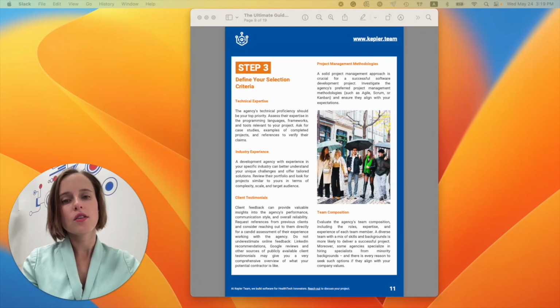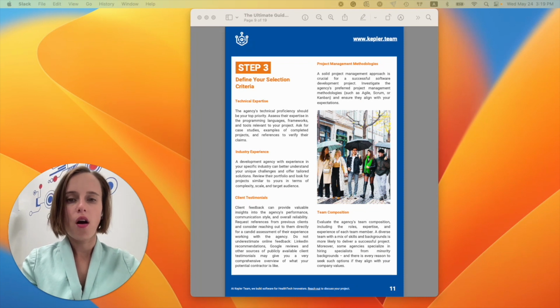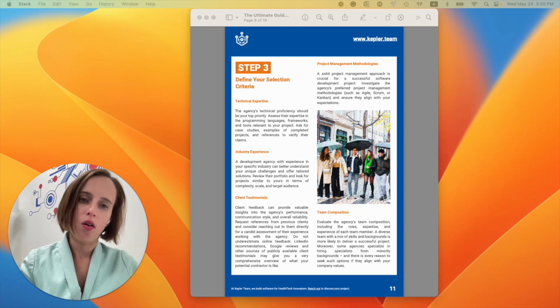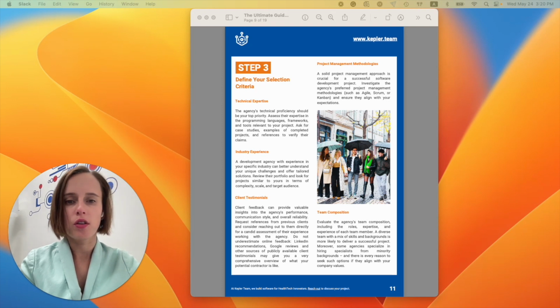Now, it's a good time to think about what you want to see in your vendor. Obviously, you would like to know if the agency is proficient in your chosen technological stack.